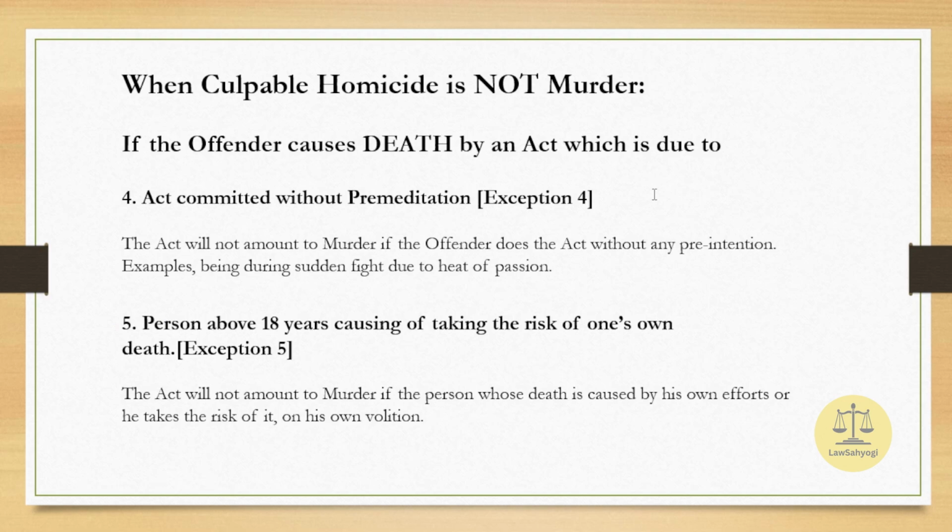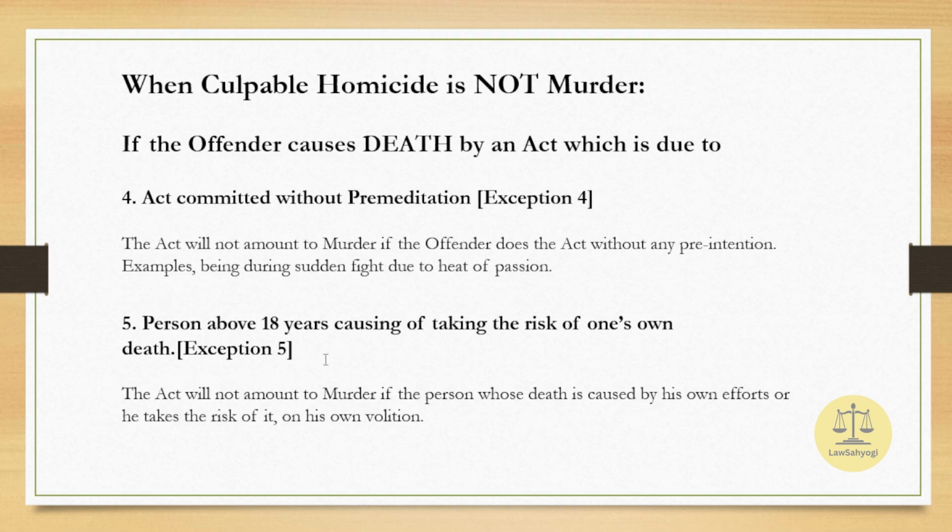And now we come to exception number 4. Here it states that an act without a pre-planned design or premeditation shall not be considered murder, just culpable homicide. The act will not amount to murder if the offender does the act without any pre-intention, for example during a sudden fight or altercation emanating from heat of passion.